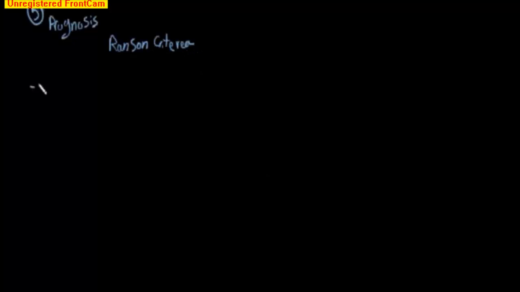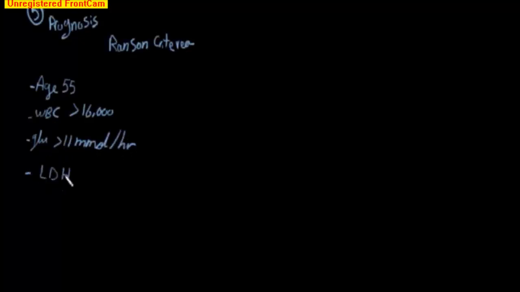This will help you in the prognosis and in how you treat, whether it is a mild case or even a severe case. Ranson criteria: we have, first of all, age, about 55. If it is more than that, it's dangerous. WBC more than 16,000. Also we have glucose; it will be more than 11 millimole per liter. LDH more than 350 international units per liter, and AST is more than 600 international units per liter.